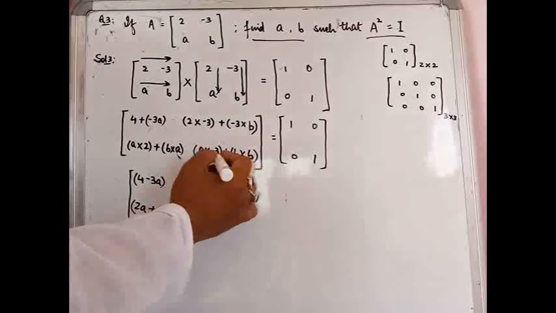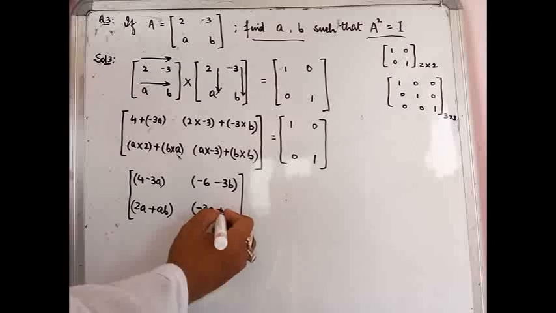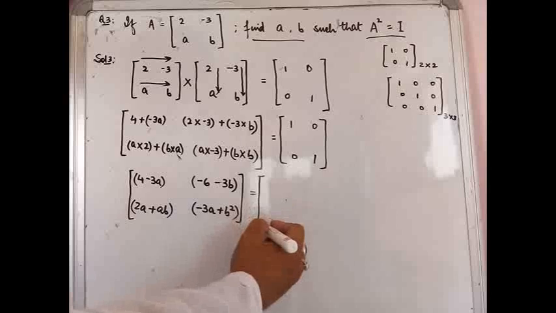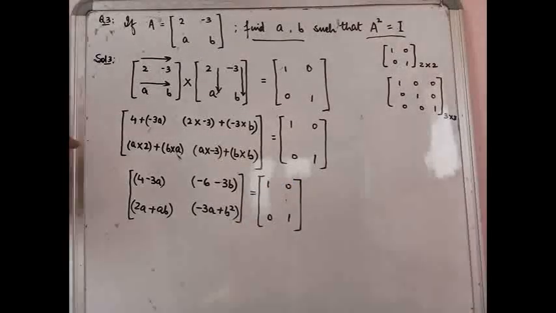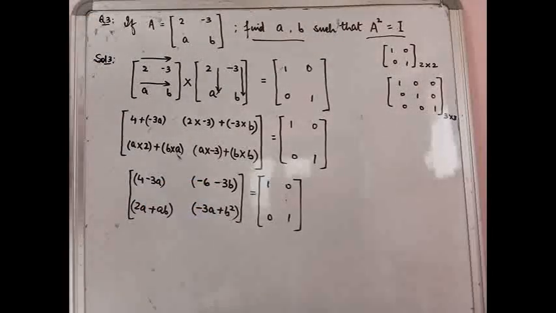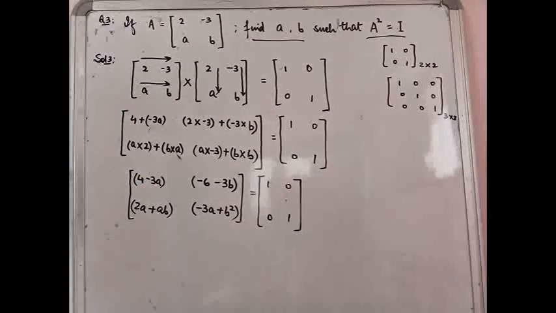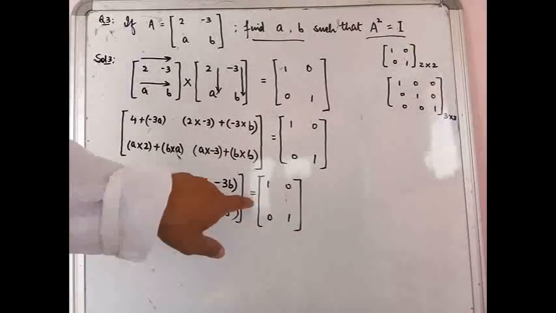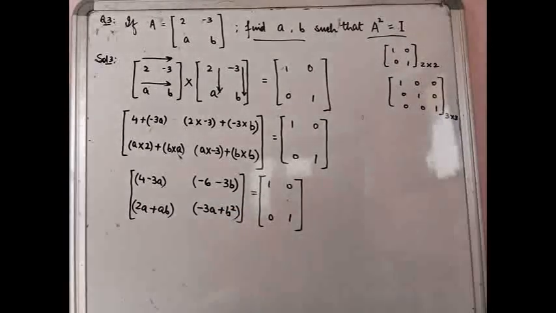And similarly here, we are going to have minus 3A plus B square, which is equal to 1 0 0 1. Now there is nothing more to be done on the left hand side, because these are all unlike terms. They cannot be multiplied or added or subtracted any further. So we have one matrix on the left side, one matrix on the right side, and these are equal matrices. That means their individual corresponding elements will be equal.